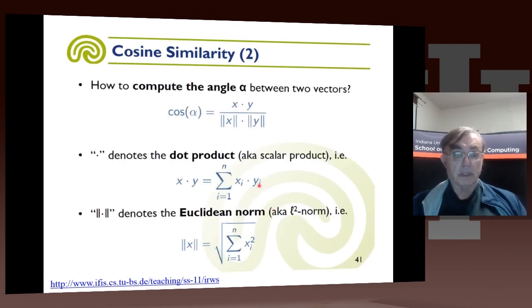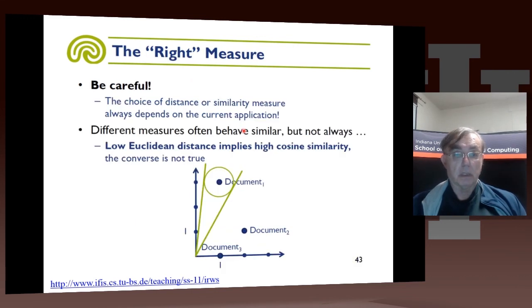So this is just, again, the mathematics of calculating the cosine similarity. Take the dot product and divide by the lengths. Very straightforward. And because we divide by the lengths, if you have a short distance between the points, then they have a high cosine similarity. But if you have a high cosine similarity, the distance could be quite big, because these could be long documents, dividing by the length.